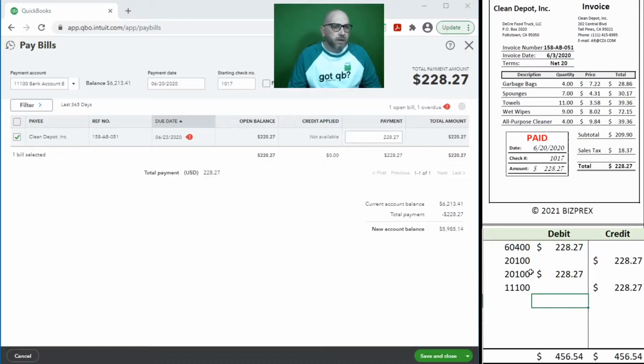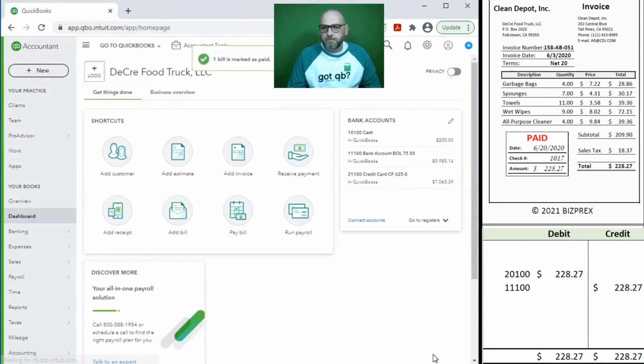Again, remember, when we pay bills, we're not impacting the expense account. We did that when we booked the bill. Once we settle the liability, at that point, we're not impacting the expense account. Remember that. Again, once we click and book it, what will happen? This amount will become a credit to account 11100, and it will be a debit to account 2100.